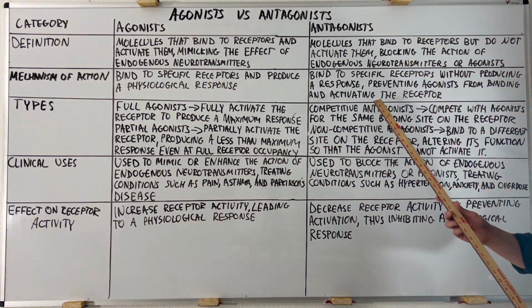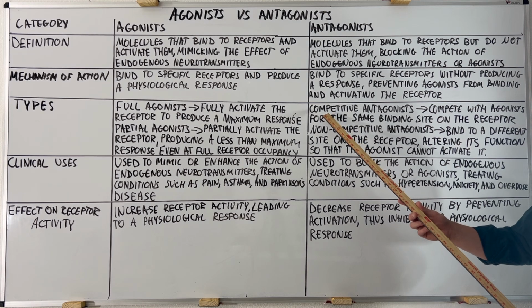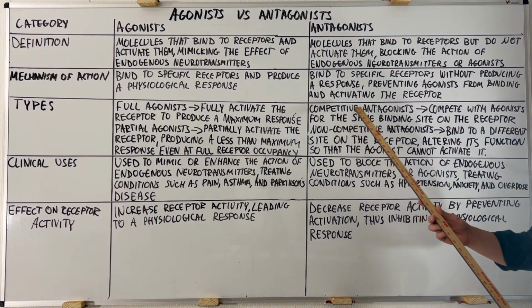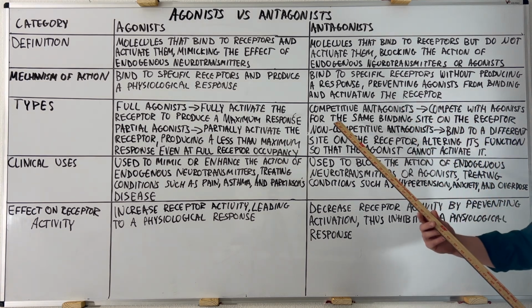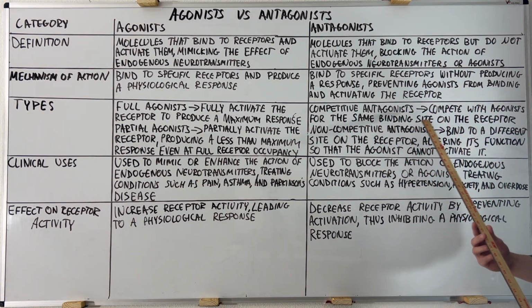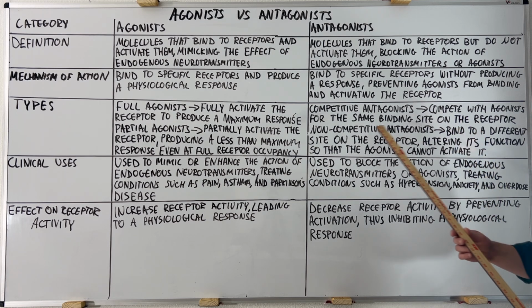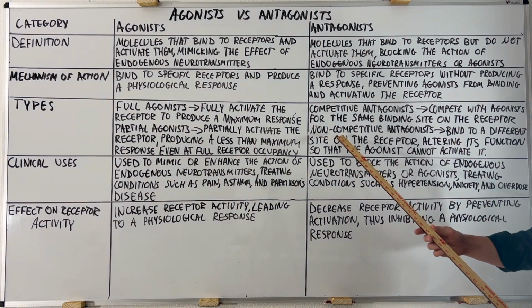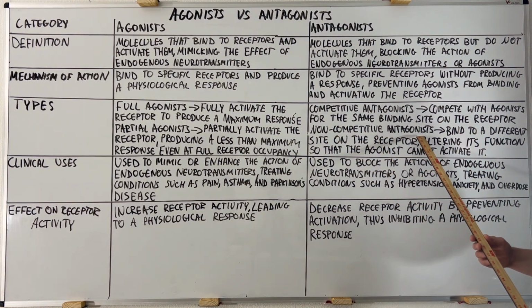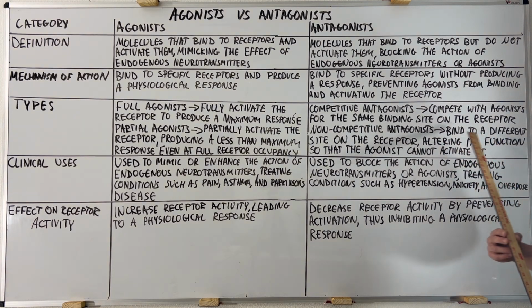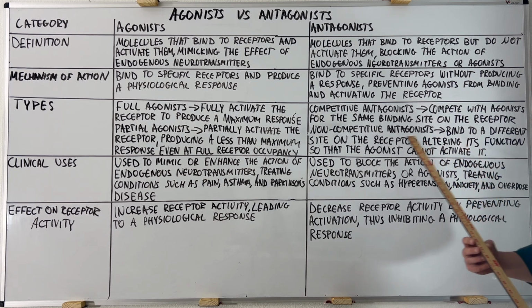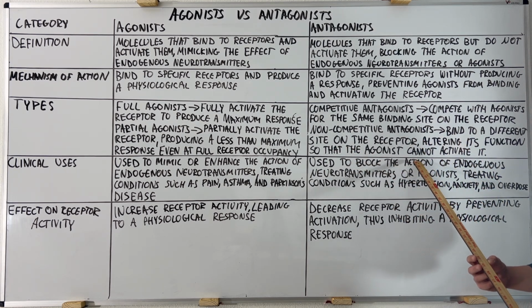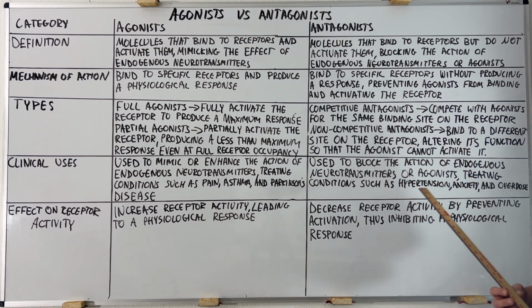For antagonists, the first type are competitive antagonists, which compete with agonists for the same binding site on the receptor. We also have non-competitive antagonists, which bind to a different site on the receptor, altering its function so that the agonist cannot activate it.